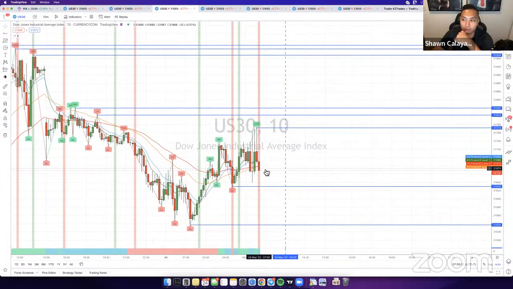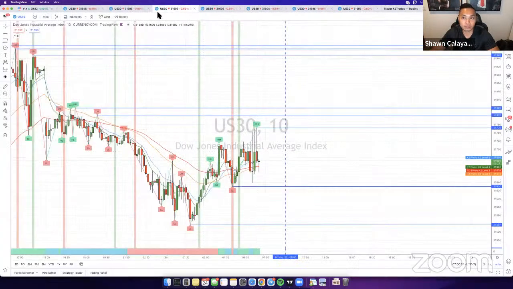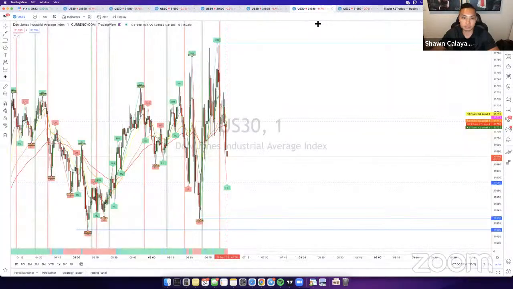So if this candle here closes with the red candle, then I move the red signal, then this could possibly be the daily entry on the 10 if it comes below. But we'll see.